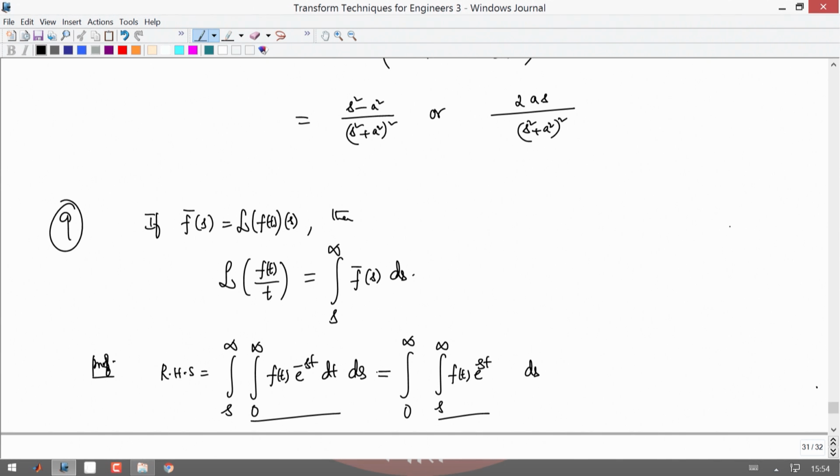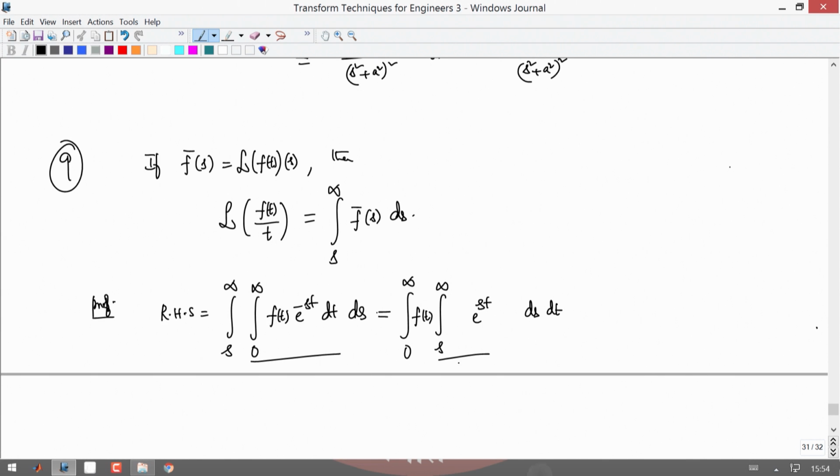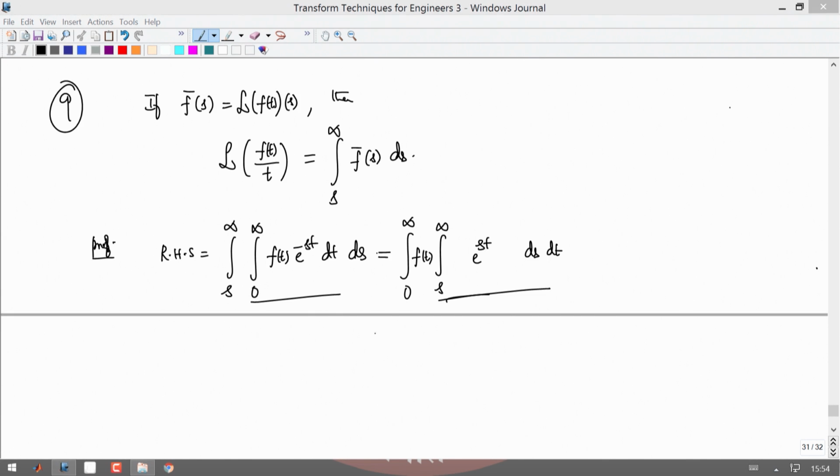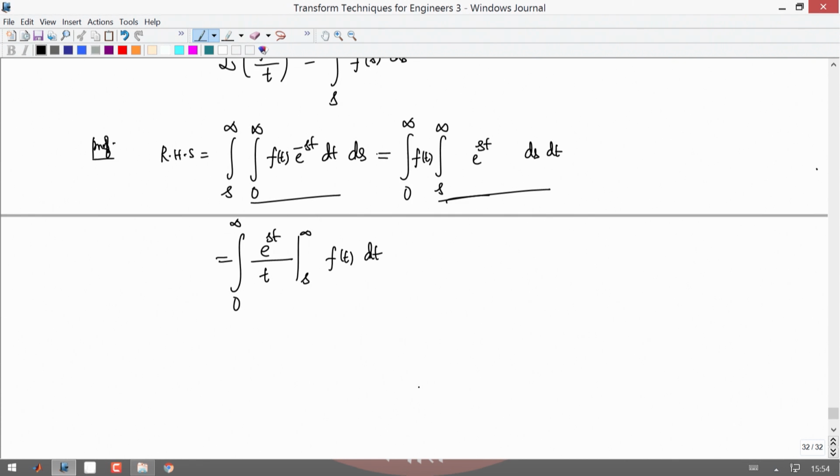So, you can write this here, e power st, and f of t you can put it here. So, this integral you can evaluate. If you do that evaluation, what you get is 1 by t, e power st by t, from s to infinity, integral 0 to infinity f of t dt. So, what is this integral?